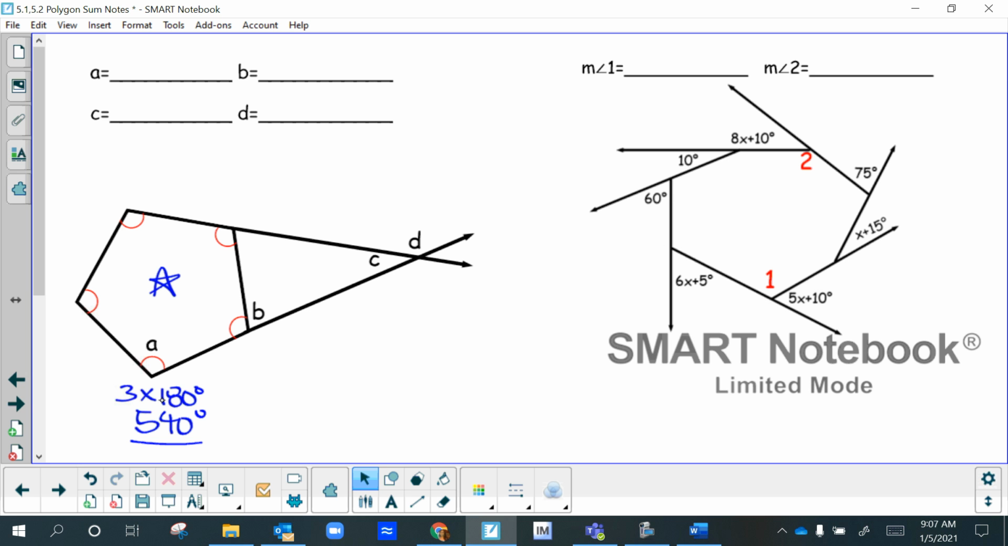And so what is A going to be? I'm going to take 540 and divide it by 5. I get 108 degrees. So A is 108 degrees.